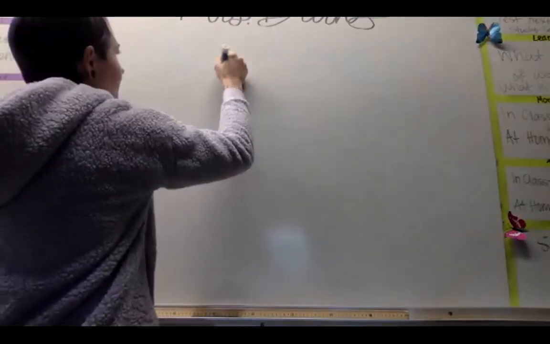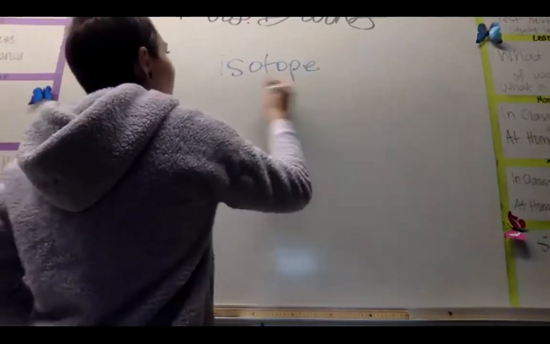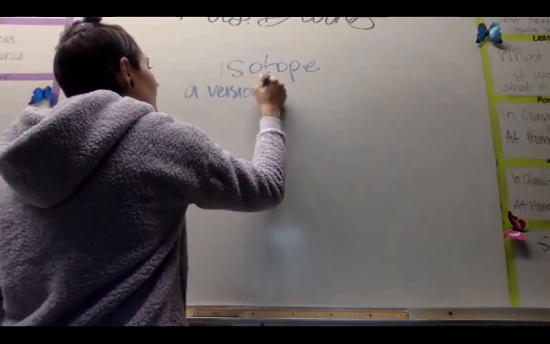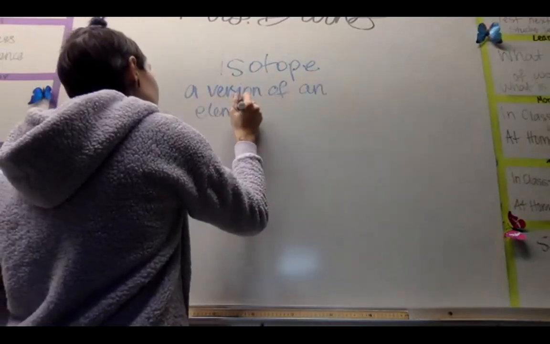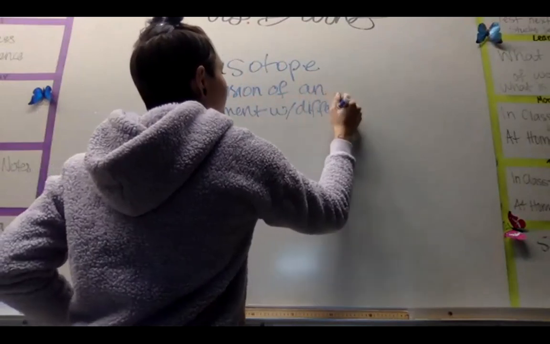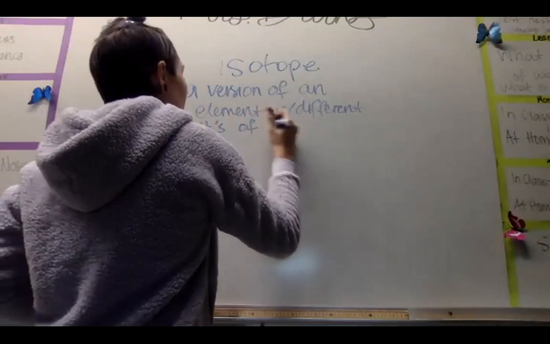Okay, so now let's go into what an isotope is and how I know if I have an isotope. So an isotope is a version of an element with different numbers of neutrons.